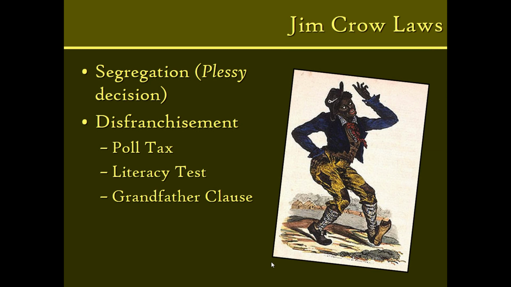Some of the Jim Crow laws were segregation, the Plessy decision, and a lot of disenfranchisement, things like poll taxes and literacy tests. These were all things meant to prohibit African Americans from voting. Then there was the grandfather clause, where whites could vote without having to pay a poll tax or take a literacy test as long as their grandfather had voted. And clearly African Americans didn't have grandfathers who could vote, so it was deliberately used to keep them from voting.